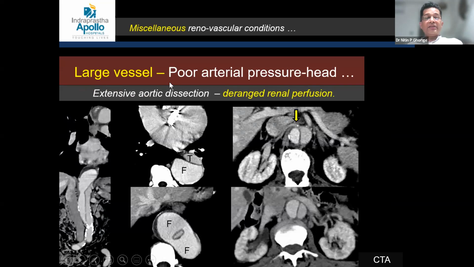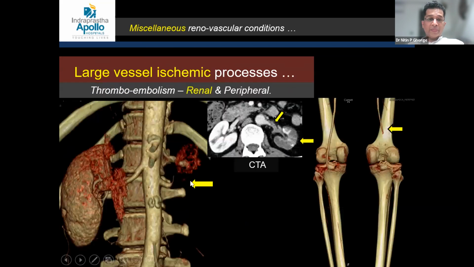On CT, we can diagnose large vessel complications, which can lead to deranged renal perfusion. We can see the intimal dissection in the aorta. We can see the intimal flap, and then because of the poor pressure head, there is reduced renal perfusion. We can see the ischemic nephropathy, thinning of the renal cortex, and abnormal enhancement of the renal parenchyma.